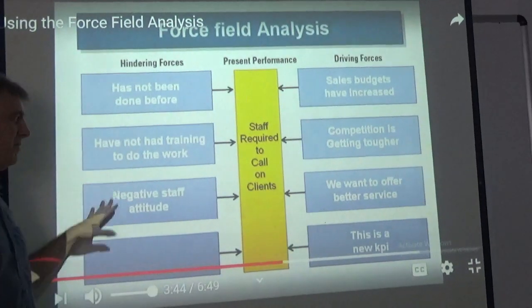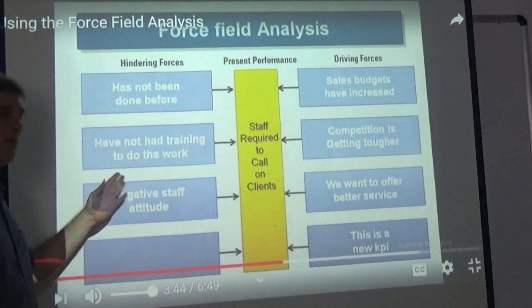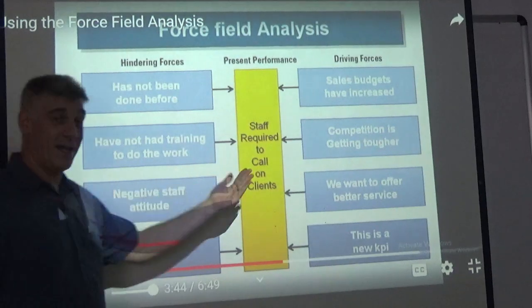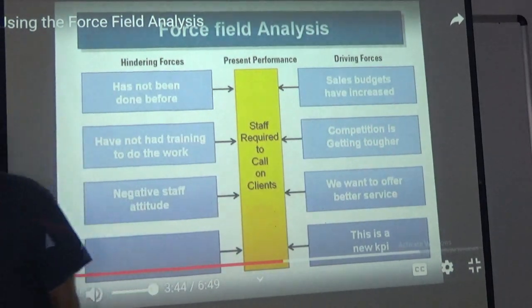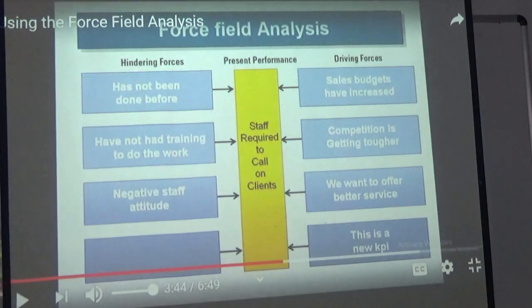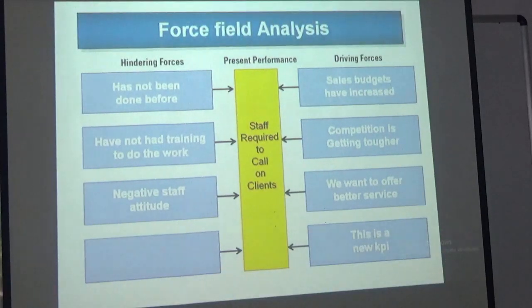If you choose which ones are the forces for and against, then you're also choosing which ones are most important. So it's kind of biased. There's a lot of bias.